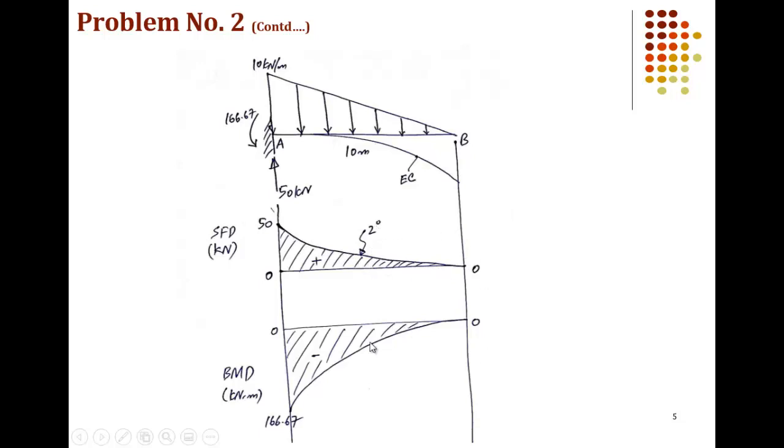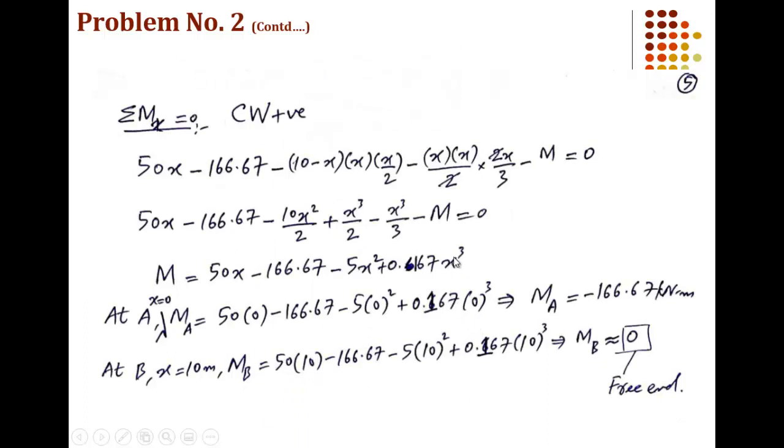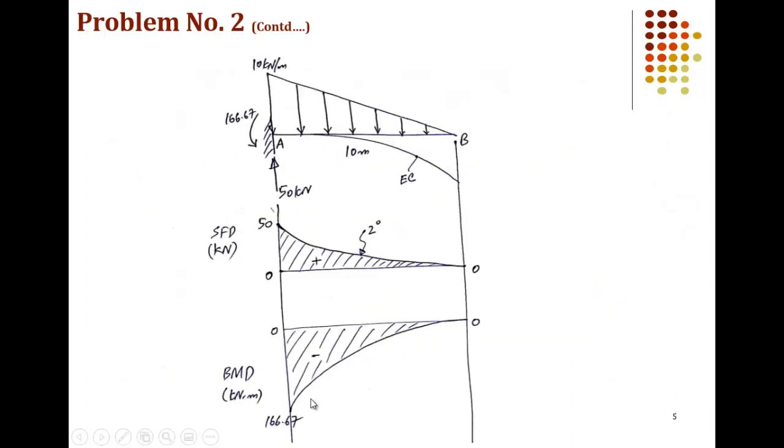Now the next thing is to draw the bending moment diagram. For bending moment, we have the value of bending moment at point A equal to 166.67, and at point B equal to 0. The next question is how should these 2 points be joined? For that, we will look at the degree of the equation. The degree of the equation is 3. So we will draw a third degree line from this point to this point.